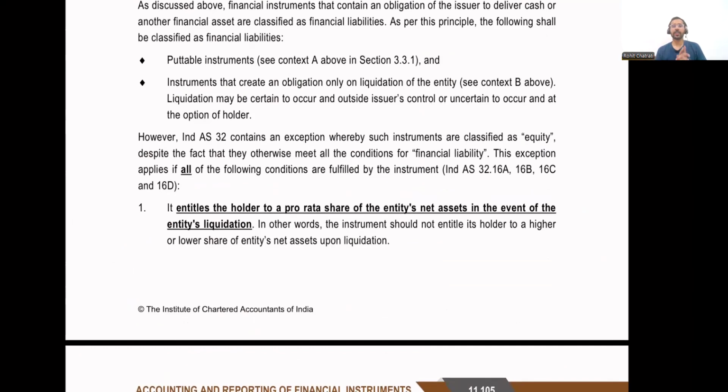Now let's take a look at illustration number 7 to illustration number 11. All right, we're going to cover all the illustrations starting with 7 until 11. Now let's think of a mutual fund.